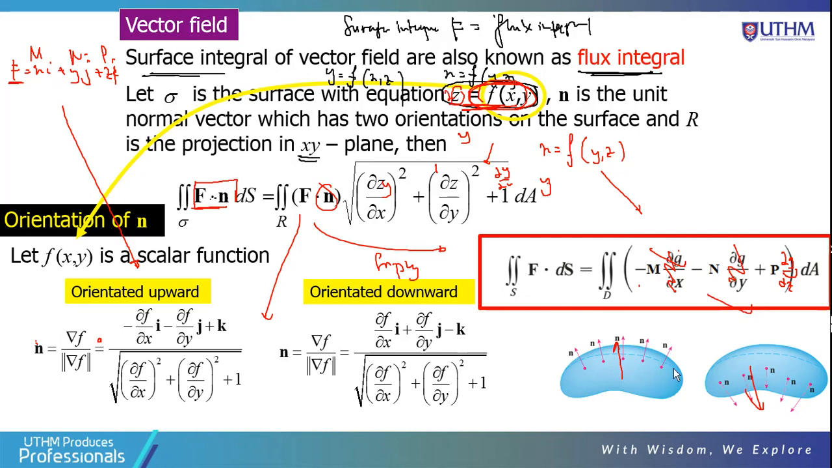For the upward and downward, if the question states the orientation of the flux is downward, you just put a negative here, that's all. It's easier, you don't need to think about outward negative, plus negative, it will confuse you later. So better you simplify using this formula. If downward, you just put negative here. This one is still the same. Okay, so let's do some examples.